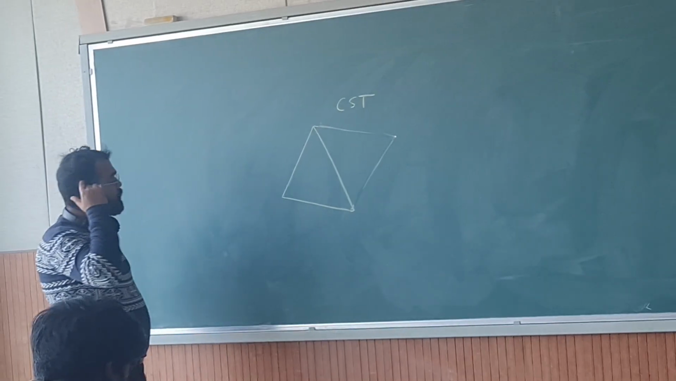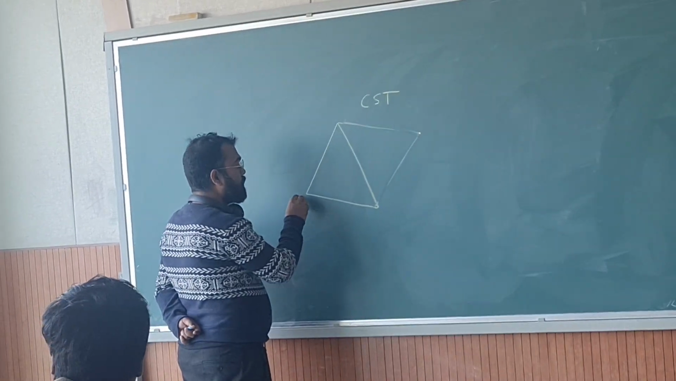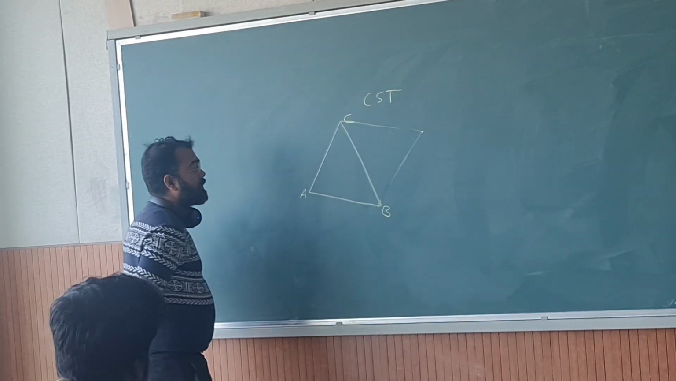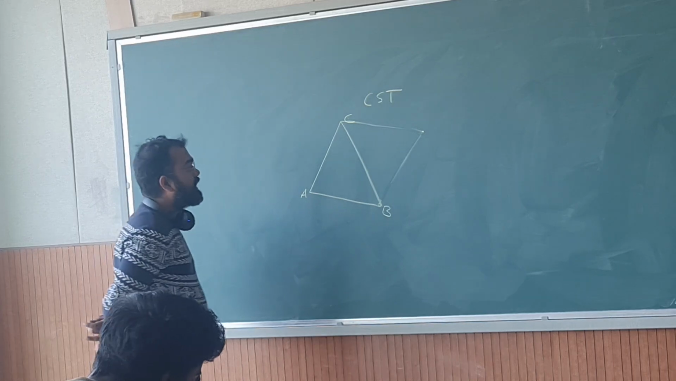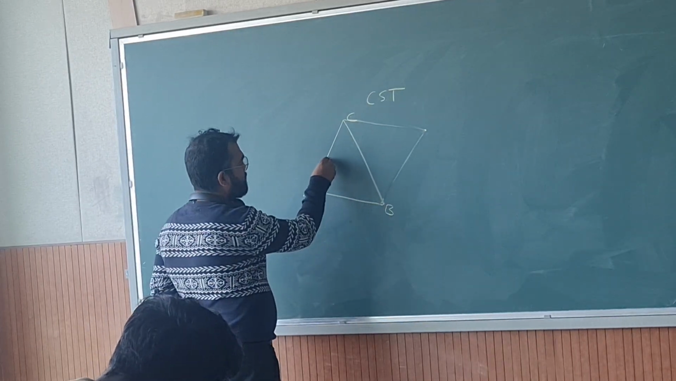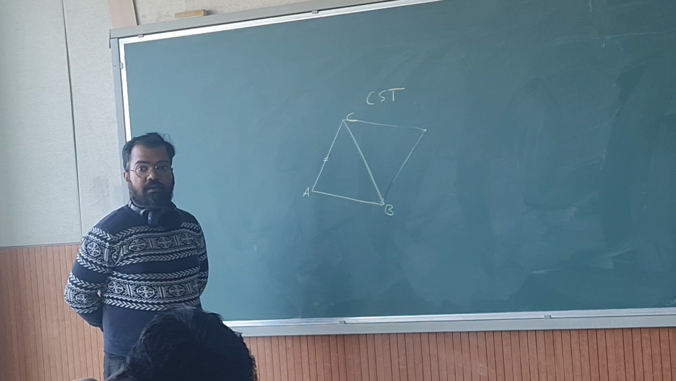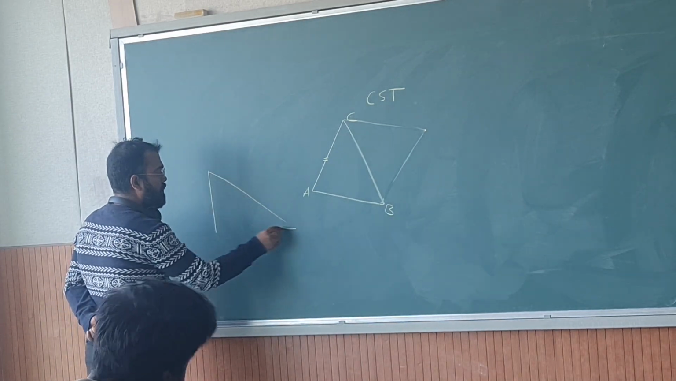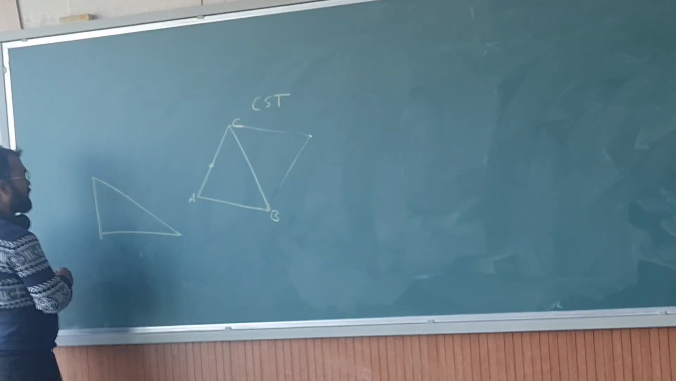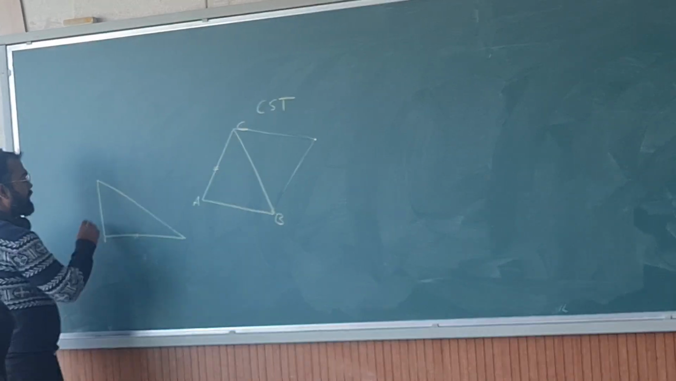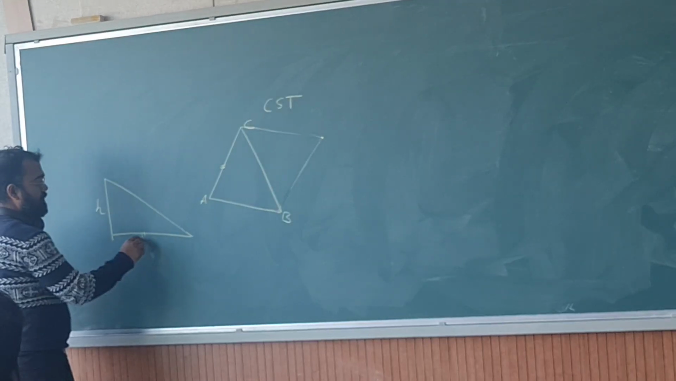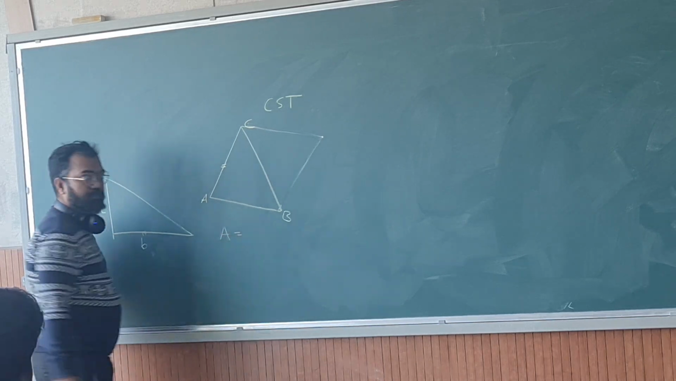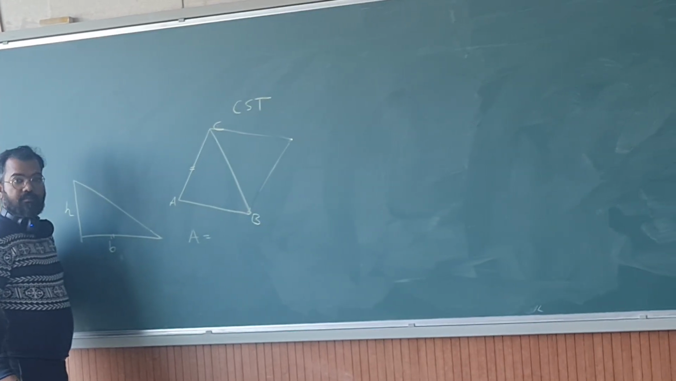Let me name them, and suppose this is the base of the triangle, and let us take a specific case, a right angle triangle. This becomes the base and this is the height. So what will be the area? Half base times height.